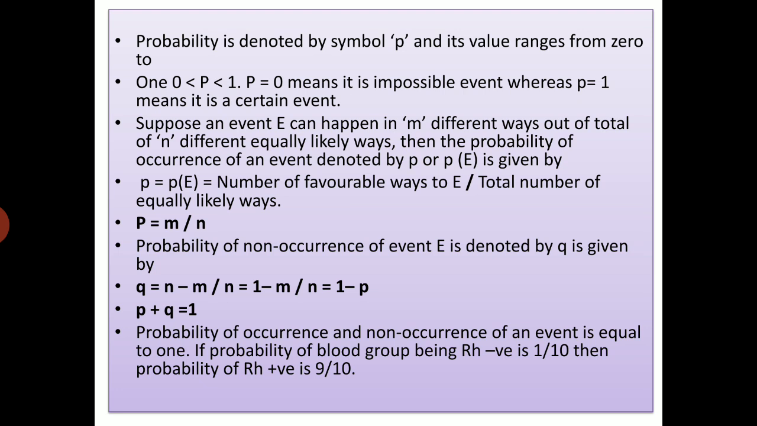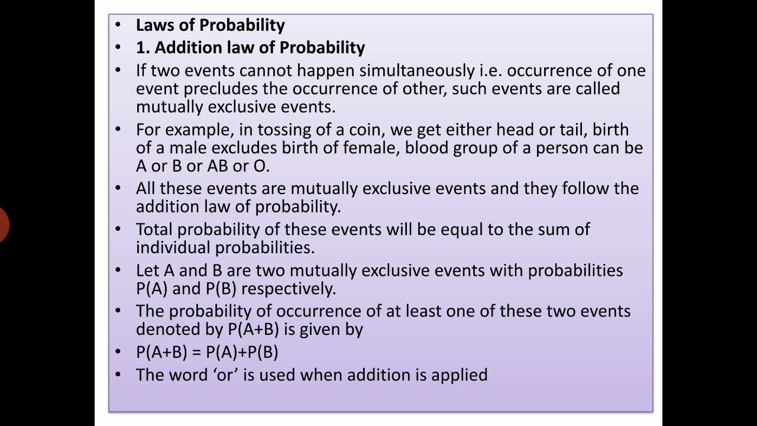I hope you have understood this concept. So there are some laws of multiplication of probability and addition of probability. Addition law of probability: if two events cannot happen simultaneously, that is, the occurrence of one event precludes the occurrence of the other, such events are called mutually exclusive events. For example, in tossing of a coin, we get either head or tail. Birth of a male excludes the birth of a female. Only one event can occur at a time.